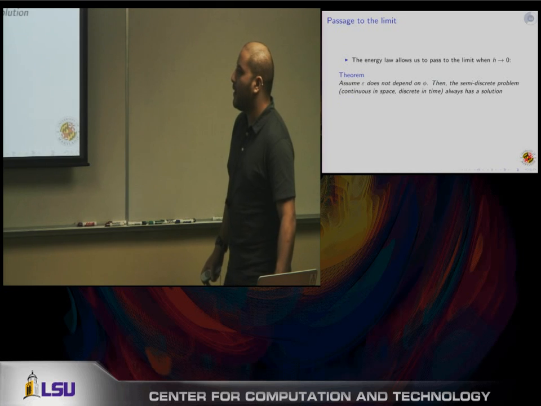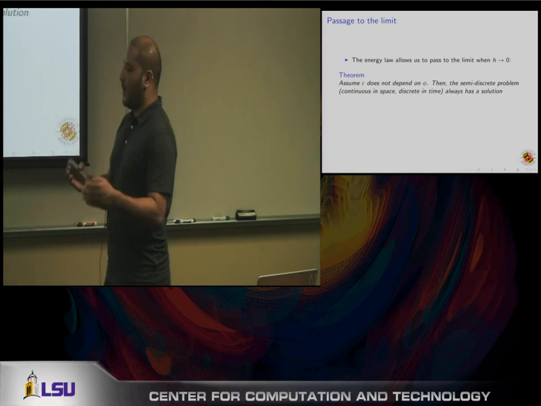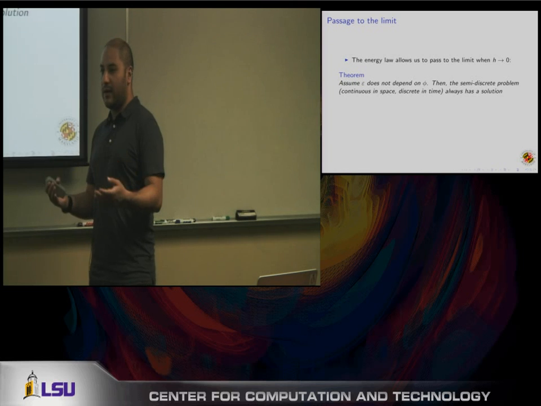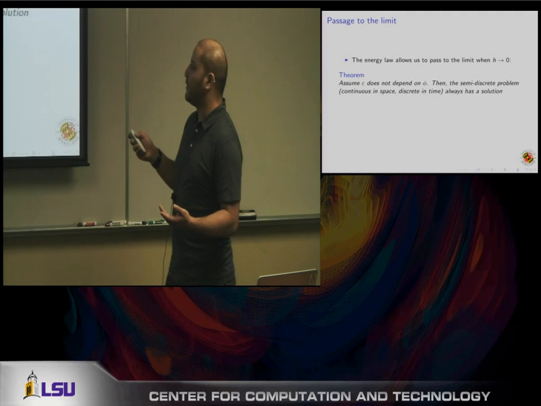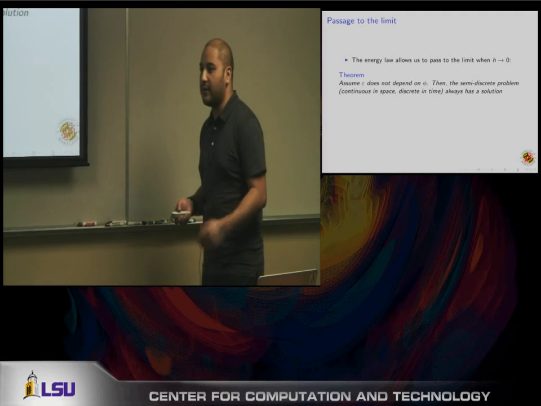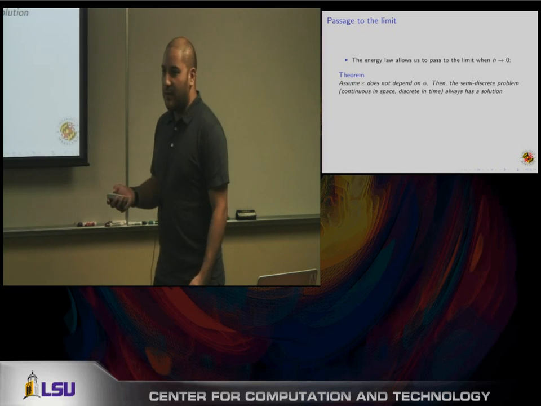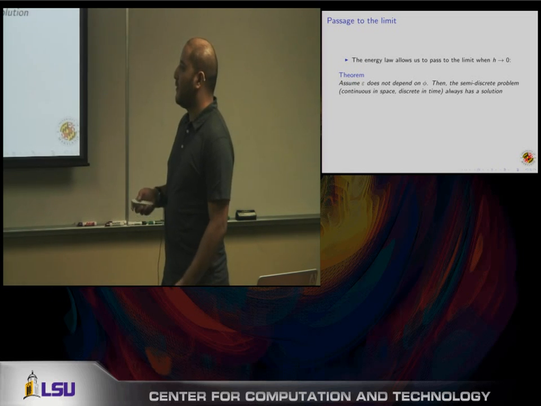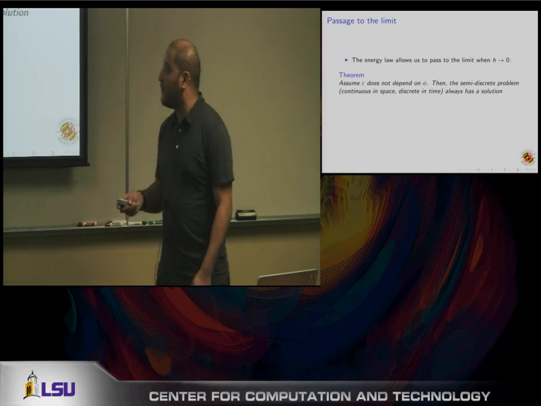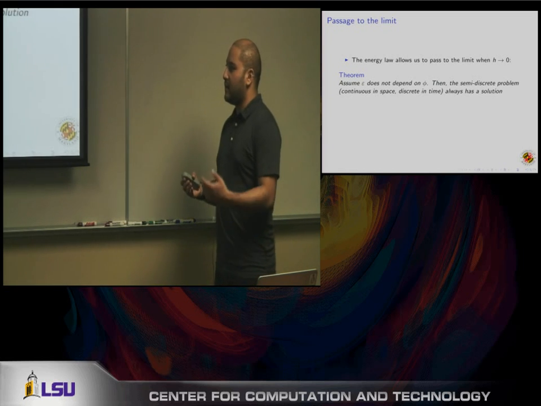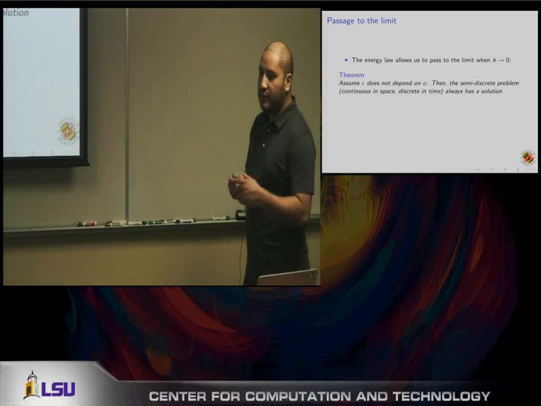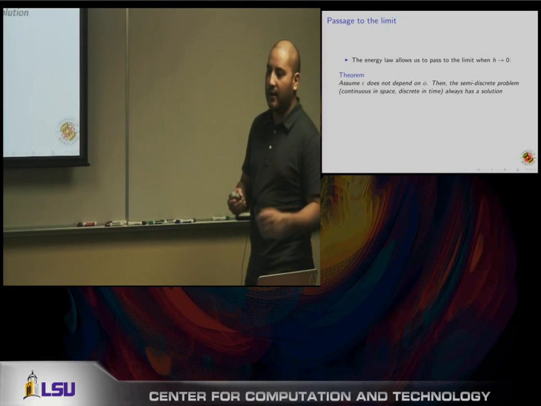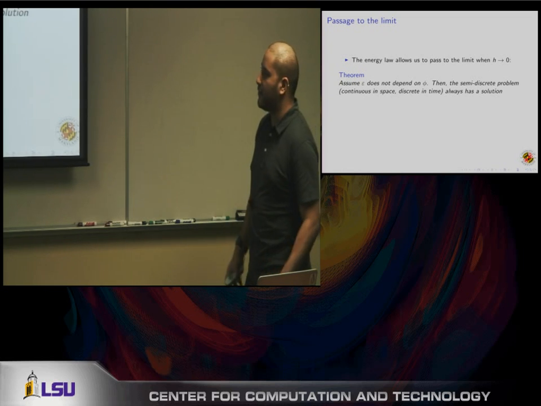Now, for every h and delta t, we have a solution. The solution is bounded in the correct norms. So we try to pass to the limit when the space discretization parameter goes to 0. And it is possible to do so, and that's the content of this result. We can say that if the permittivity does not depend on the phase, then the semi-discrete problem, that is continuous in space and discrete in time, is always going to have a solution, and the solution is going to have also some energy law or some bounds.